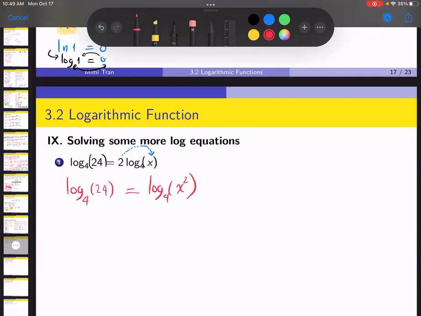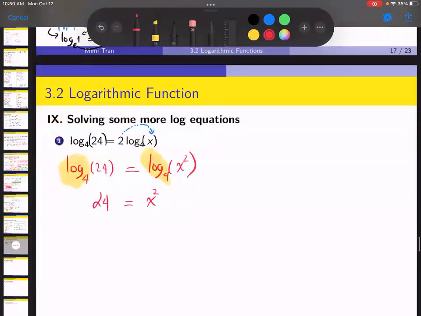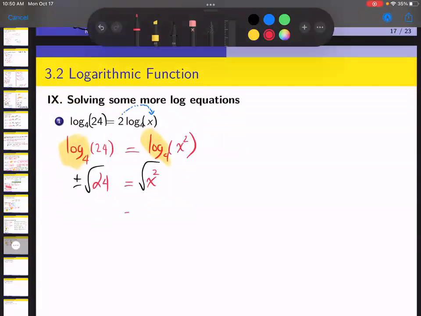Now I can drop those 2 logs. So 24 equals x squared. Take the square root of both sides, plus and minus. x equals plus and minus root 24.